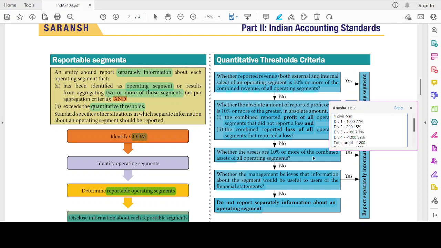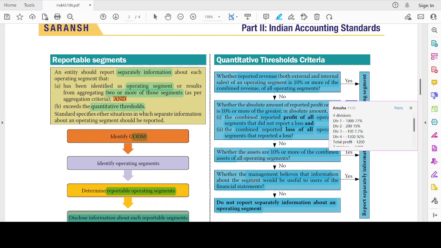Whether the assets are 10% or more of the combined assets of all the segments. Whether the management believes that the information about the segment would be useful to the statement. For example, it is material information. For example, a new division or new component has been started during the year.